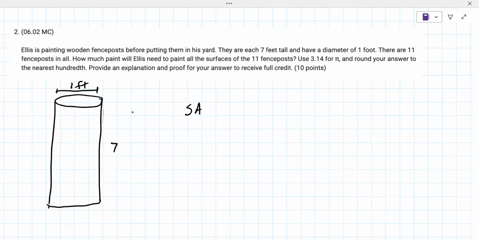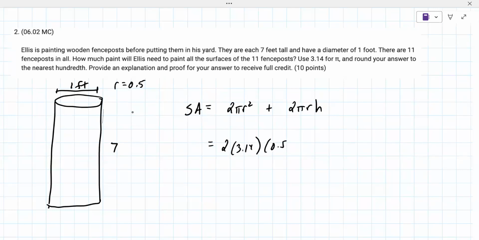The surface area of one fence post is 2 pi r squared, that's the top and the bottom, plus 2 pi r h. And then it's saying the diameter is 1 foot, so we're gonna use radius 0.5. And the height is 7. So 2 times 3.14 times 0.5 squared plus 2 times 3.14 times 0.5 times 7.